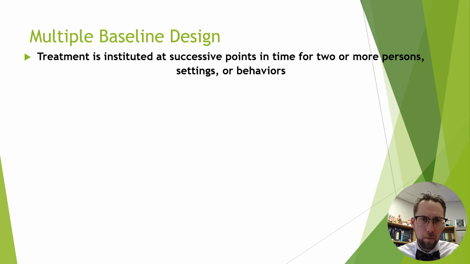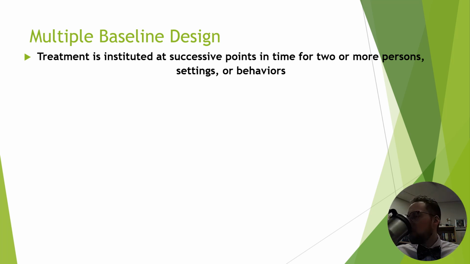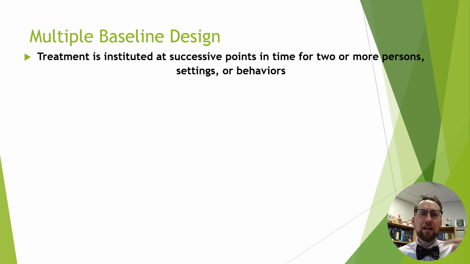Okay. Well, there are different things you can do to make this kind of N=1 research better, to figure out whether your behavioral manipulation actually worked. One of these interventions is called multiple baseline design. A treatment is instituted at various points, successive points in time, for 2 or more people or settings or behaviors, whatever it is you're looking at. I'll start with the cons, and then I'll show you a bit more how this works.